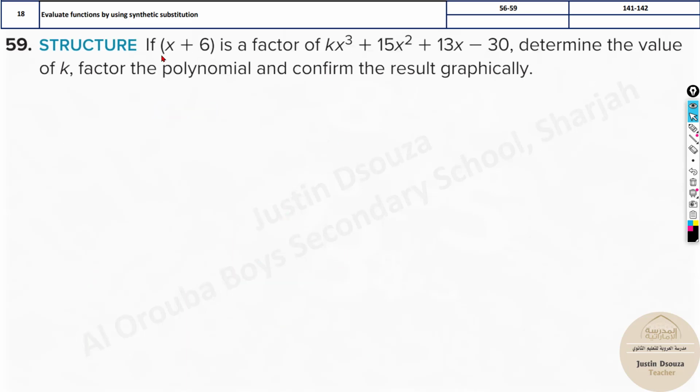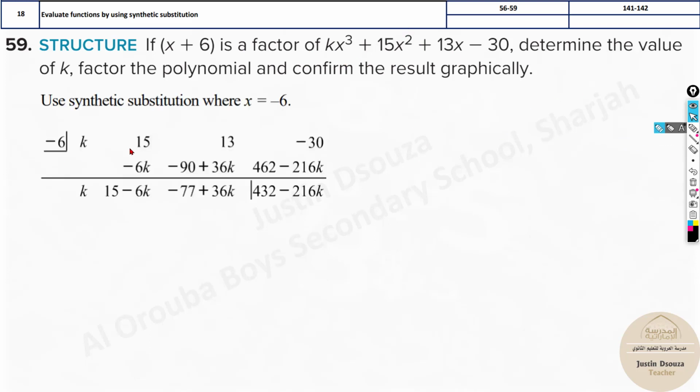And now the last problem here. If x plus 6 is a factor of this term, determine the value of k, factor of polynomial, and confirm the result graphically. Now what they are saying is this is a factor of this. So just do direct synthetic division, but keep this as it is, like k. And since they have told us it is a factor, what does this mean? Factor means doesn't matter what, this remainder will be equal to 0.